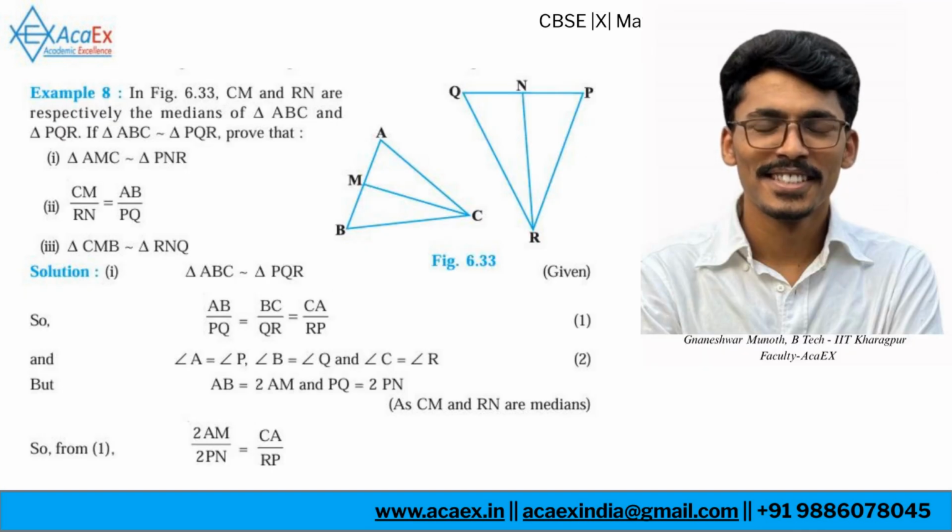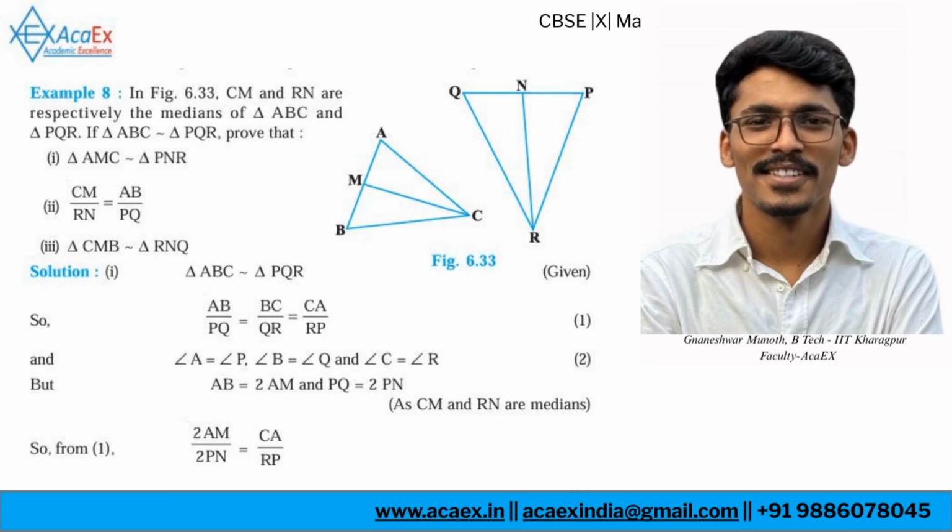Example 8. Medians in similar triangles. Problem. Given that CM and RN are medians of triangle ABC and triangle PQR respectively, and that triangle ABC is similar to triangle PQR, prove 3 relationships involving the medians. Solution. Since triangle ABC is similar to triangle PQR, their corresponding sides are proportional and their corresponding angles are equal. Part I. Prove that triangle AMC is similar to triangle PNR. This is proven using the SAS similarity criterion by showing that angle A equals angle P, and that the ratios of the sides including these angles, AM/PN and CA/RP, are equal.